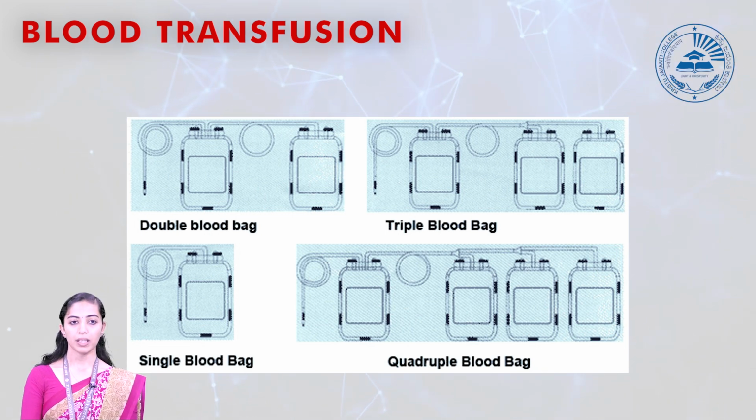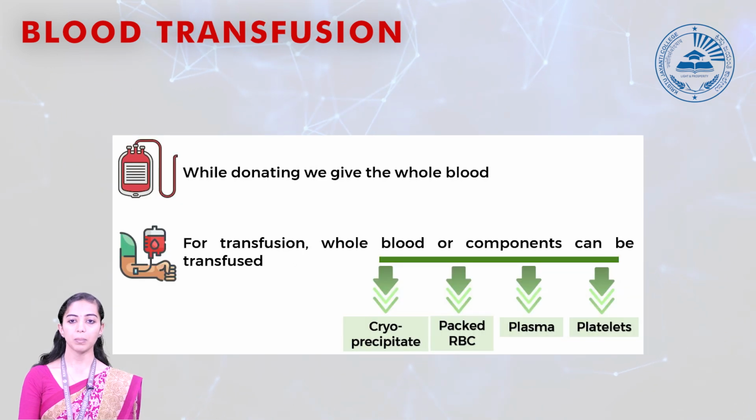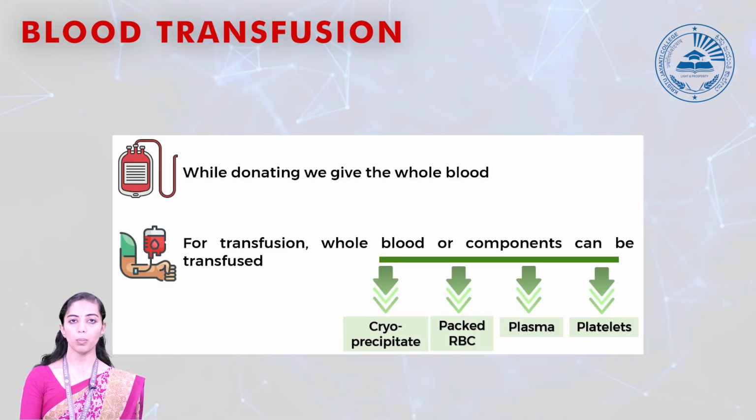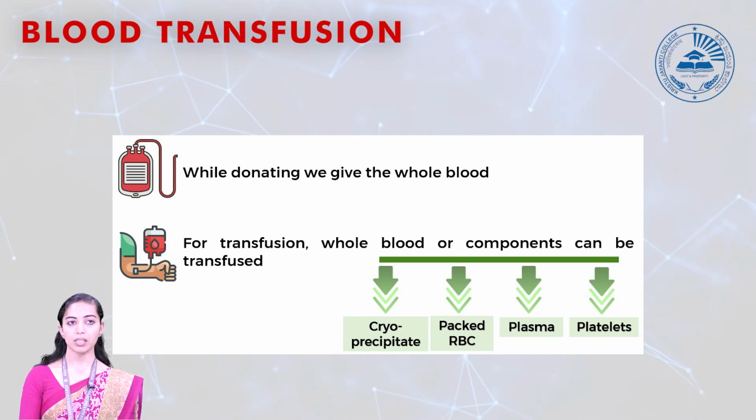While donating blood, we give the whole blood. But in case of transfusion, the whole blood or the components may be transfused. So apart from whole blood, you can transfuse cryoprecipitate, packed RBC, plasma as well as platelets.